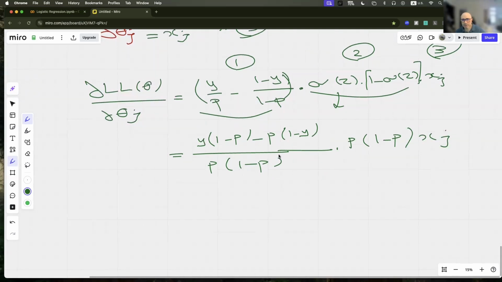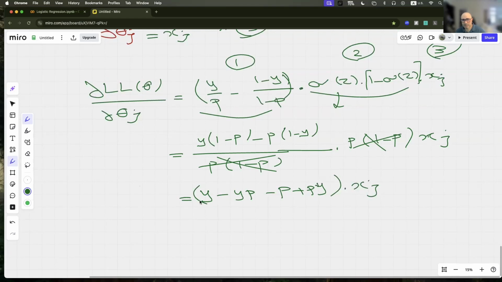So these cancel each other out. You can calculate this one, this is what you have, xj. So this would be y minus yp minus p plus yp, times xj. So this is simplified, and this is what we get: (y minus p) xj.